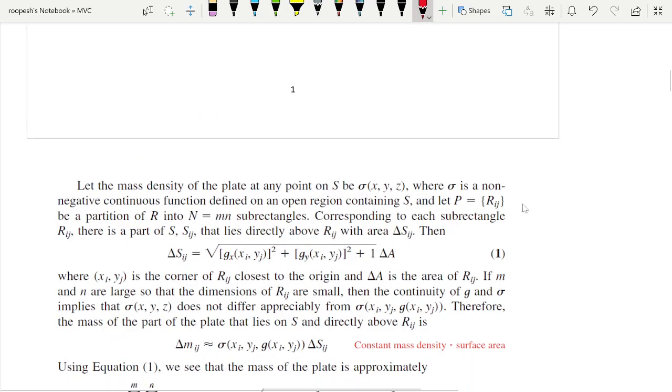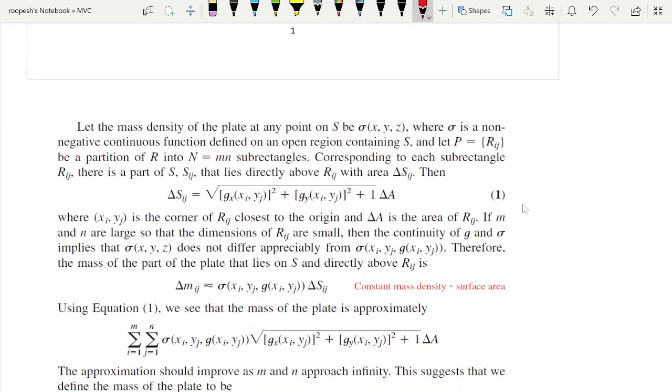Then as n and m tend to infinity, it will become an integration. So here too we are having the same thing. First of all we have found delta Sij, the area of the small portion, which you can refer to in the video of your previous surfaces class. There you will get that delta Sij is equal to the square root of gx(xi, yj) squared plus gy(xi, yj) squared plus 1, times dA. We have done so many problems on that.